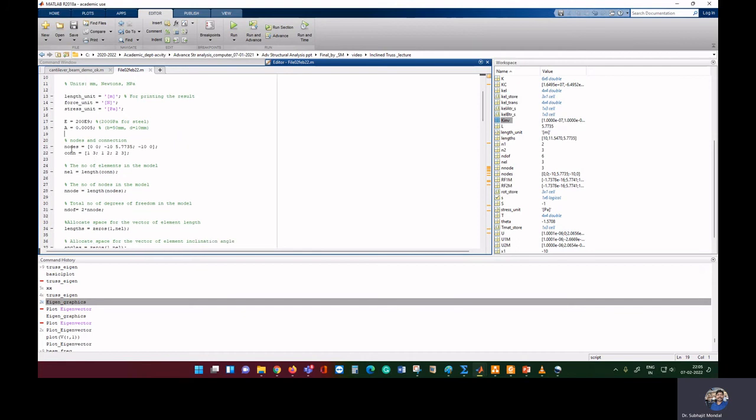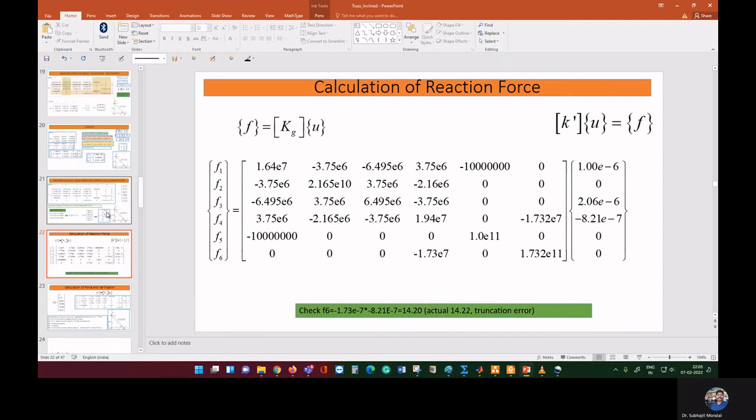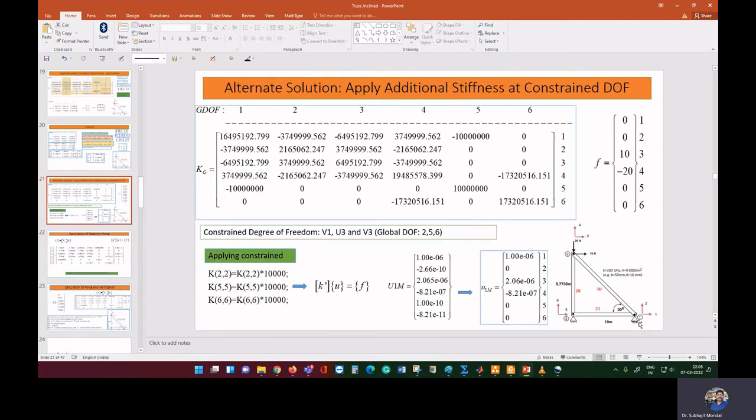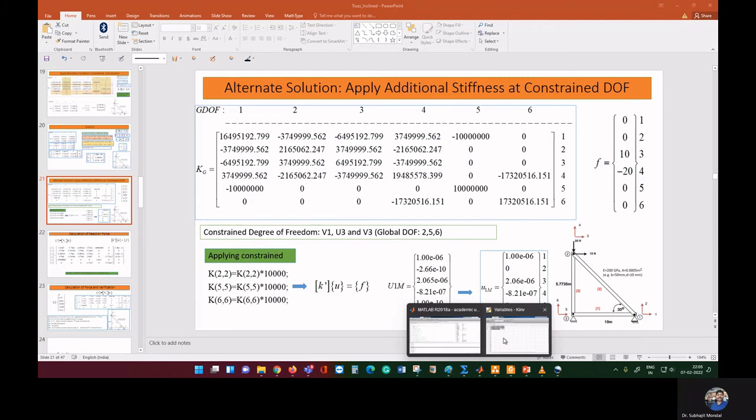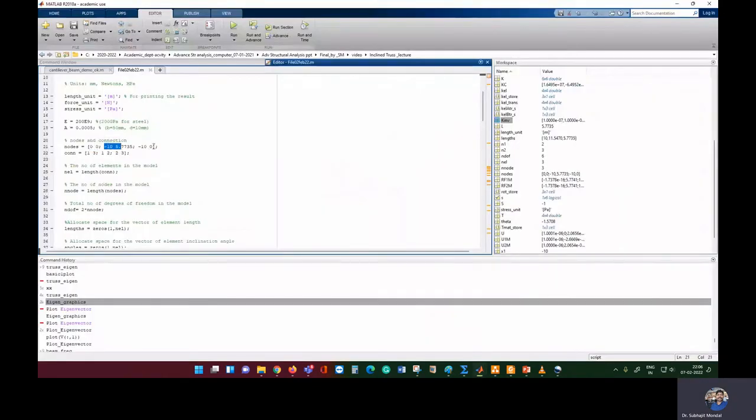Now you can see this part explains the coordinates of the nodes. The first node is 0, 0. If we go to our problem, the first node is here at 0, 0. The second node we are taking as minus 10, 5.7735. And the third node we are taking as minus 10, 0. So these are our coordinates: first, second and third.